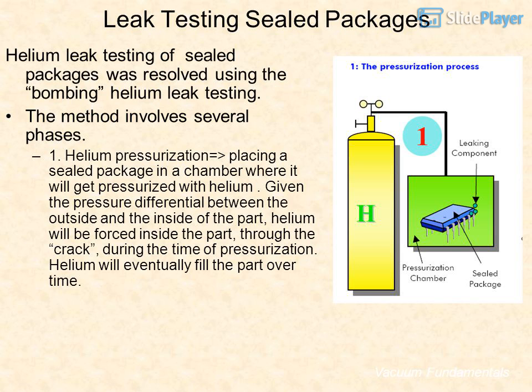Helium leak testing of sealed packages is resolved using the bombing helium leak testing method. The method involves several phases. 1. Helium pressurization: placing a sealed package in a chamber where it will get pressurized with helium. Given the pressure differential between the outside and the inside of the part, helium will be forced inside the part through the crack during the time of pressurization. Helium will eventually fill the part over time.